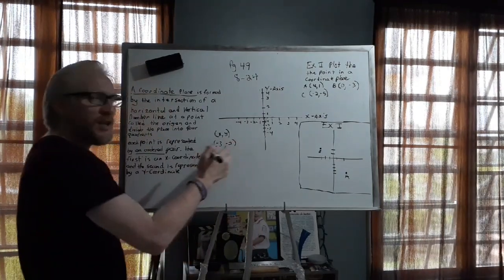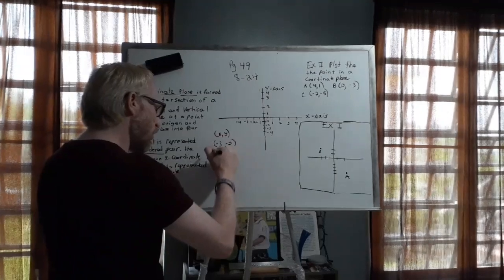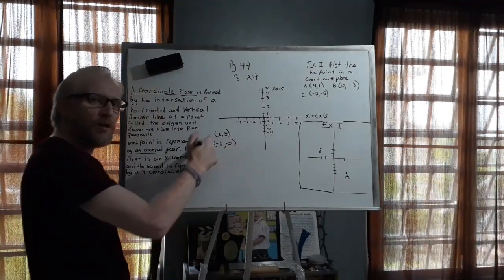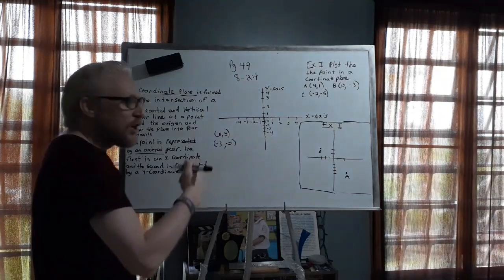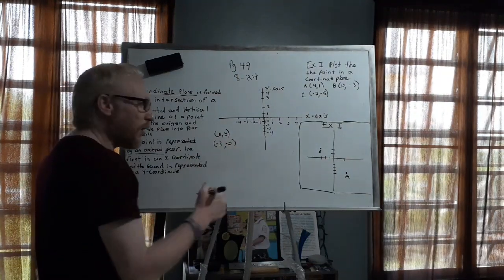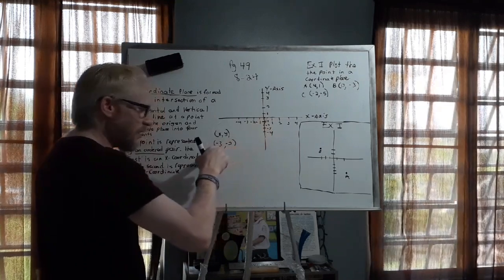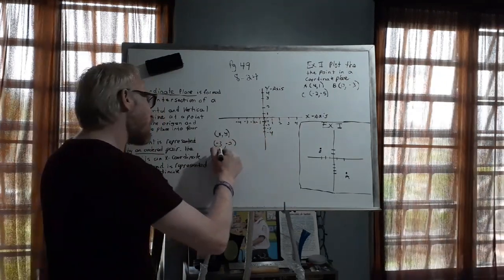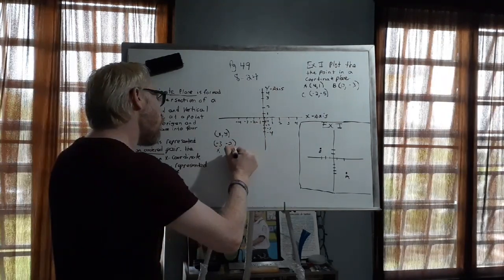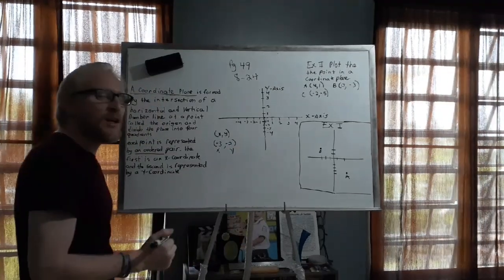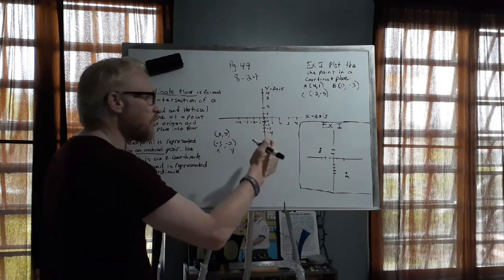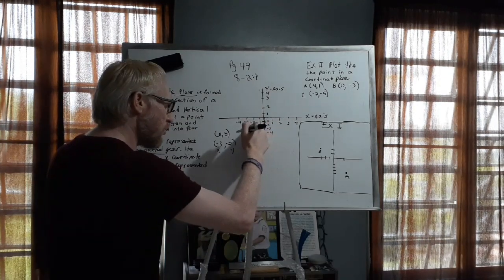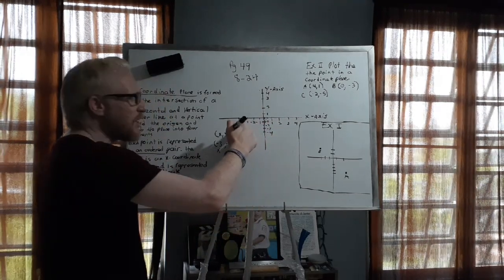So how do I represent this graphically? Remember that an ordered pair has an x-coordinate and a y-coordinate, and it's always going to be in that order. X comes first, y comes second. So how do I represent this in a graph? Well, I know that -3 is my x-coordinate, and -2 is my y-coordinate. So I have to locate -3 on the number line. So -3 would be 1, 2, and here's where -3 is.